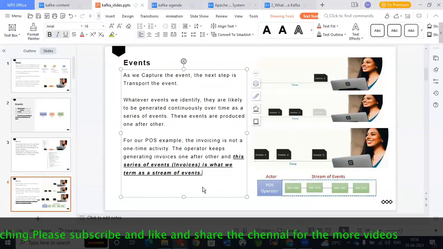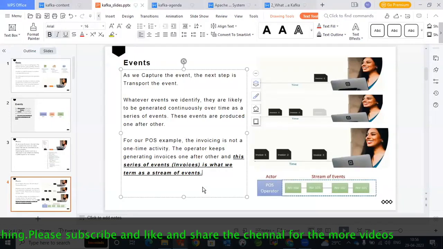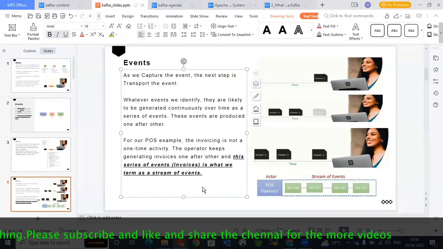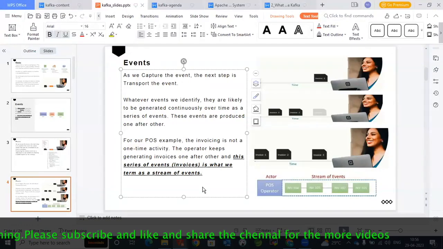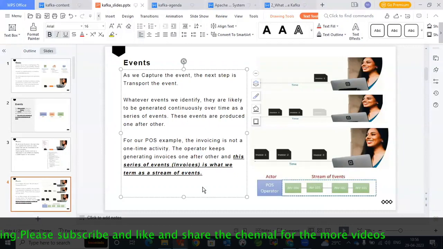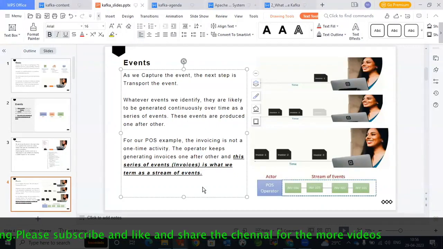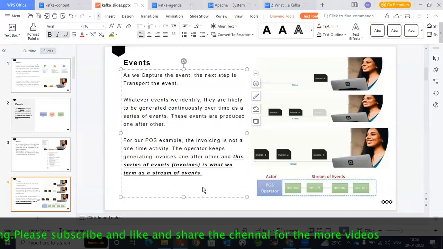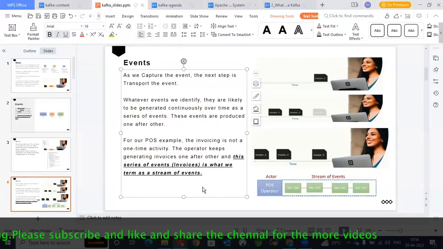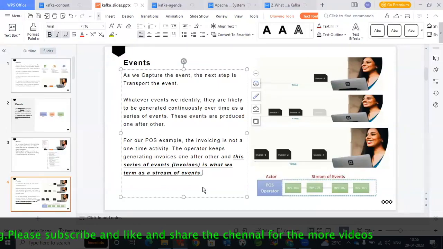You got it now? The series of events, meaning the events generated one after the other continuously, is called what? Stream of events. Now we understood what an event is, and what an event stream is, right? You got the event and you got the event stream.